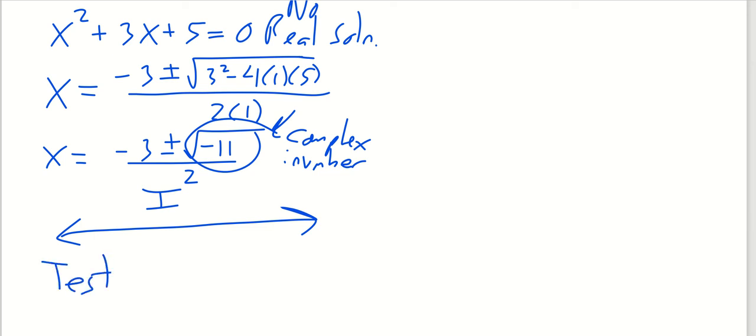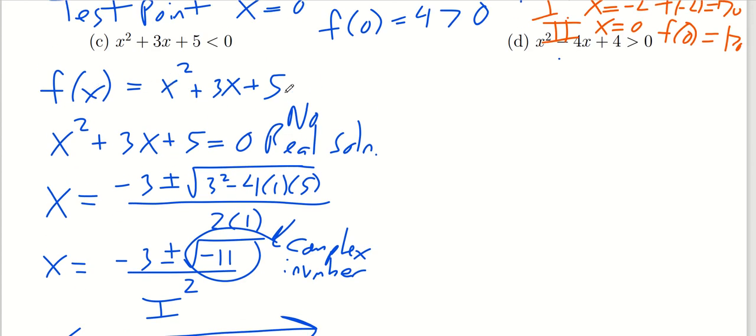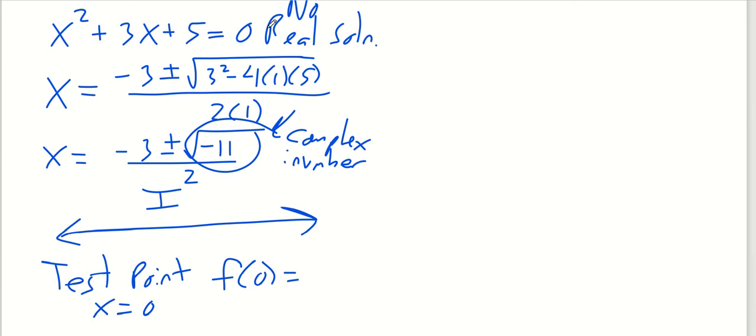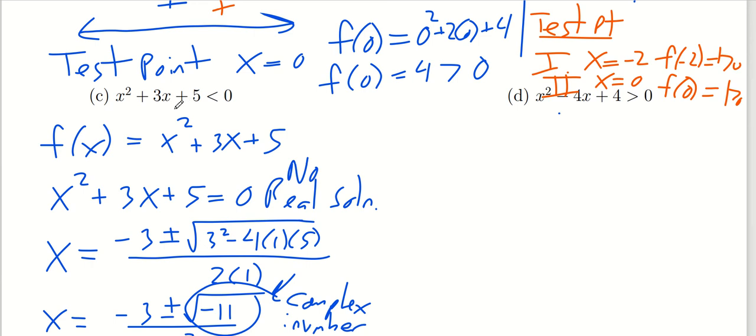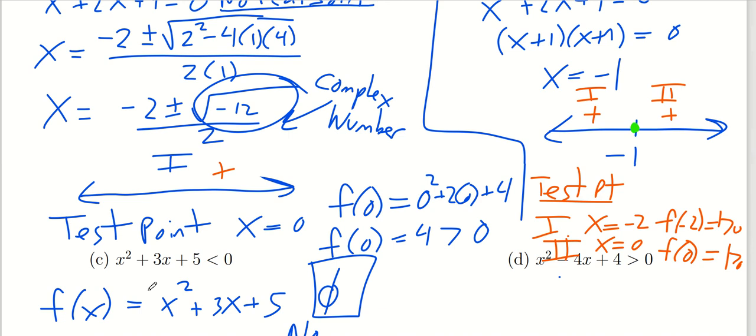You can pick any test point you would like. 0 is always nice. If we evaluate the function f at 0, it's going to be 0 squared plus 3 times 0 plus 5, which is equal to 5, which is positive. So this function is always positive. If we look at the direction of the inequality, however, we were looking for the values where it was supposed to be less than 0, or negative. So this is yet another example of one that's going to have no solution. So this one has no solution.